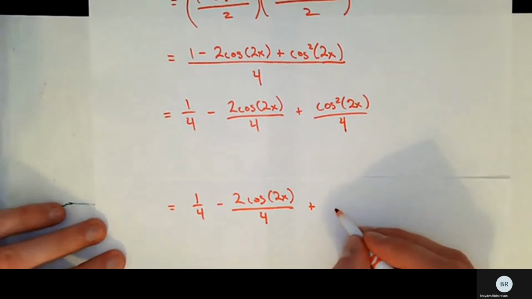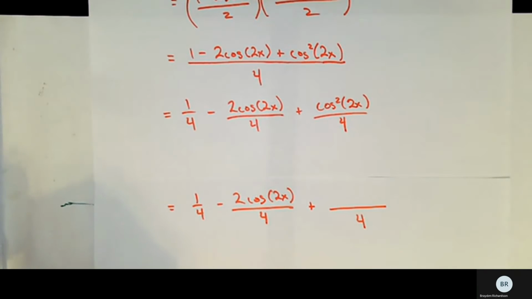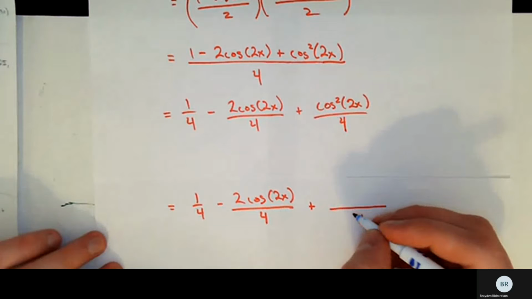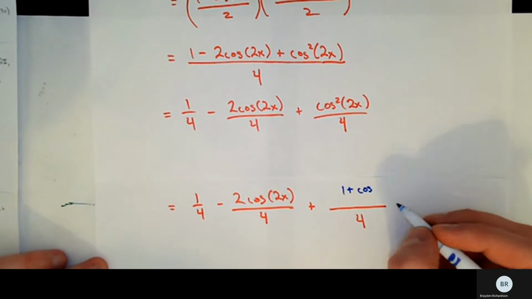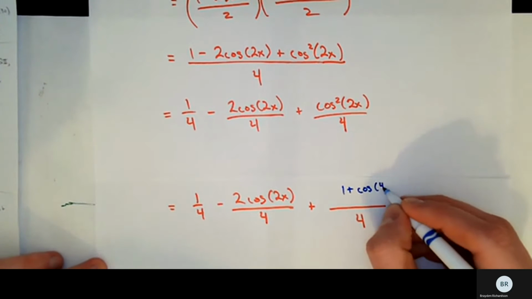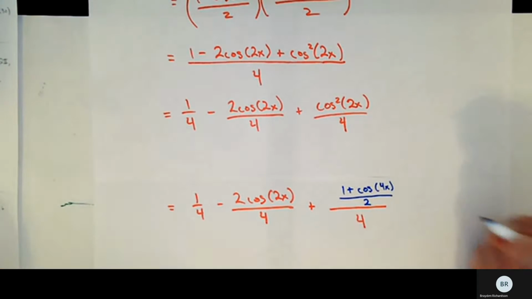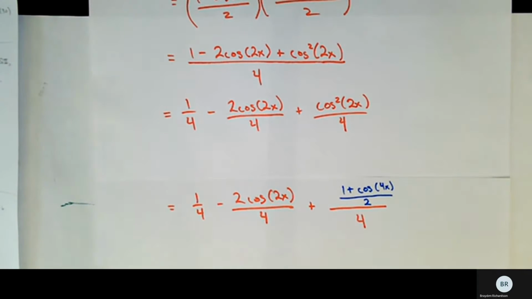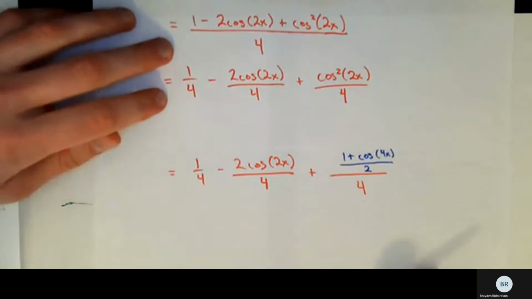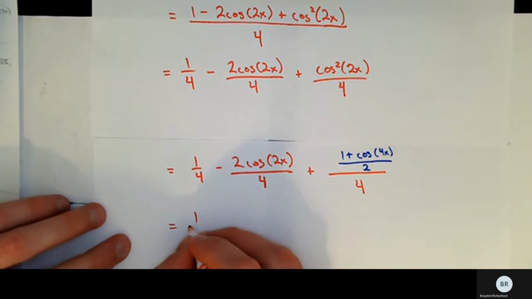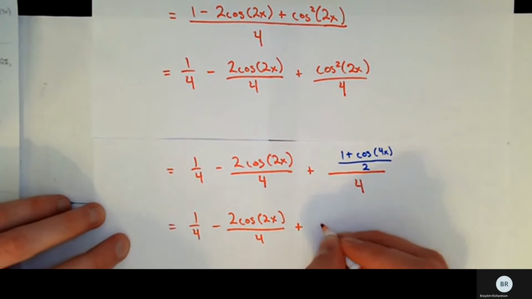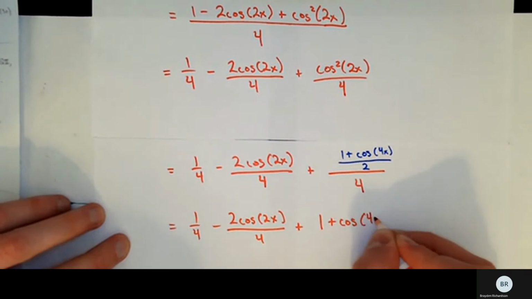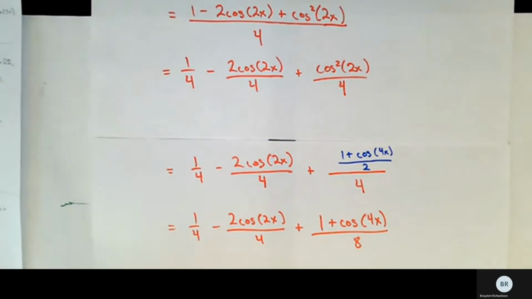Now here, my cosine squared of 2x, I'm applying the formula for power reduction to cosine squared of 2x, which I know is supposed to be 1 plus cosine of 2x, but the point is that I double the input, so it turns into a 4x, just like last time, and it's all over 2. Okay, now I end up with 1/4 minus 2 cosine of 2x all over 4 plus 1 plus cosine of 4x all over 8.